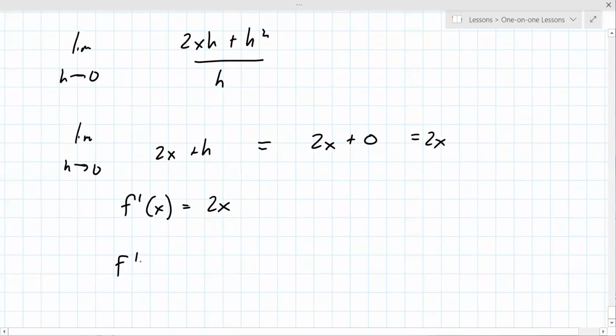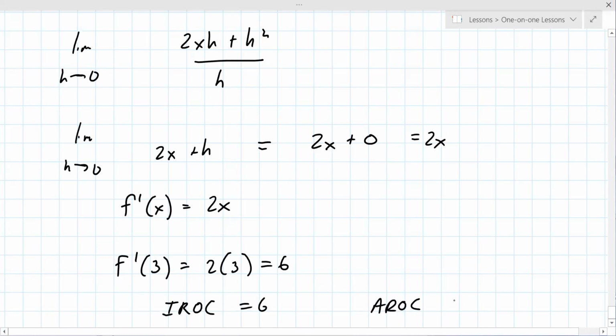And then we have to do that at the point. That's the IROC, the instantaneous rate of change. So it's 2 times 3, which is 6. So the instantaneous rate of change is 6. The average rate of change is 4.